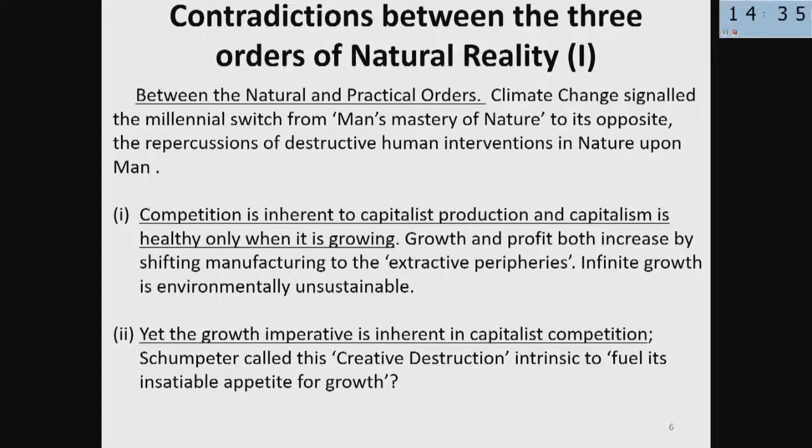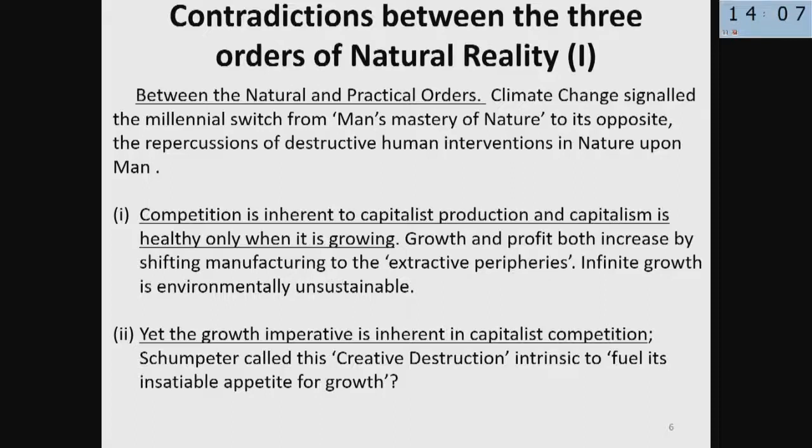The trouble is that the growth imperative is inherent in capitalist competition. Schumpeter called it creative destruction, which he regarded as being intrinsic to capitalism in order to, quote, fuel its insatiable appetite for growth.